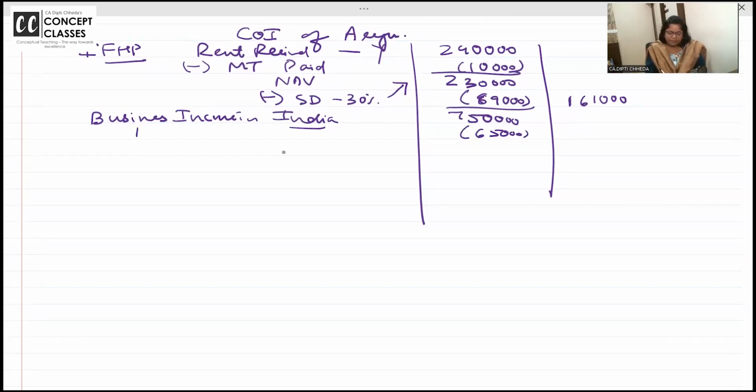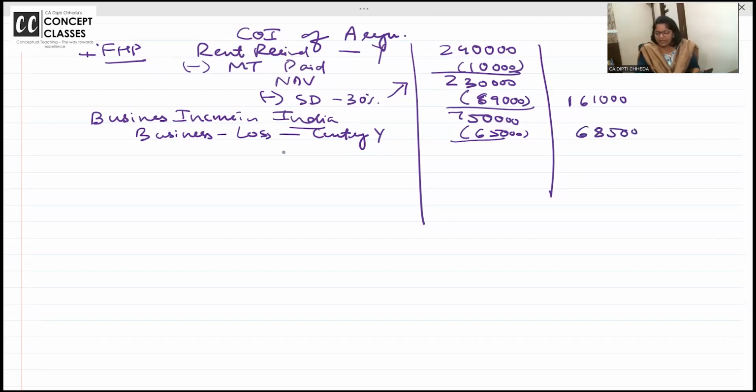65,000. Business loss in country Y. Can we set off business loss outside India and business income in India? Yes. Only speculative loss cannot be set off in normal income. Rest, no problem. 6,85,000.